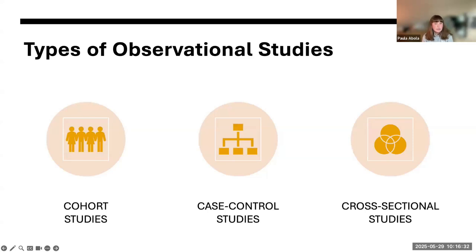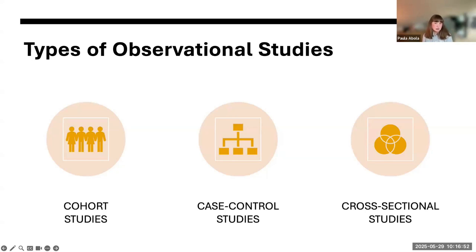So we actually have three main types. Firstly, we have cohort studies. So you start with a group exposed to a risk factor and a group not exposed, and you're going to follow them over time. An example here would be following vaccinated and unvaccinated individuals to observe infection rates.